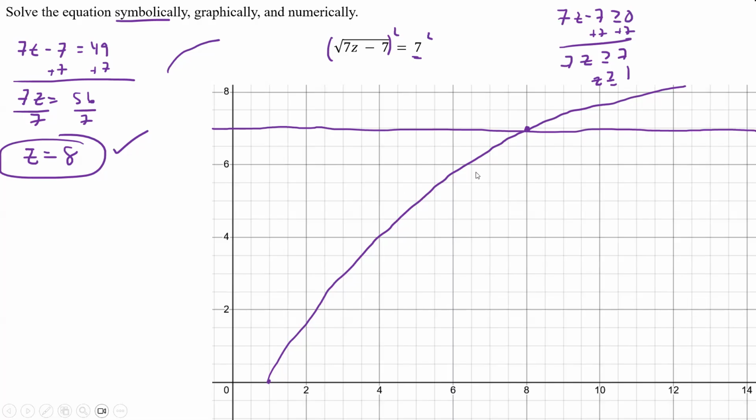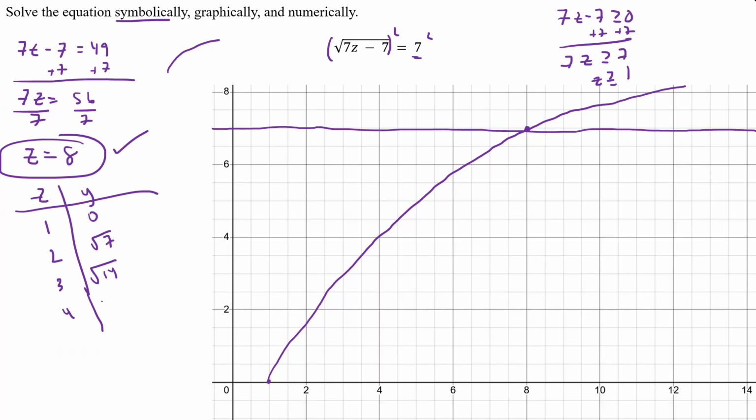Now, numerically, basically what we're going to do is just plot points. We're going to say, okay, x and y, but again, instead of x, we should put z since we're doing z's. So z and y. All right, so z is 1. What do we get? Well, z is 1, we get 0. All right, what about for 2? 2, we're going to get 14 minus 7, so it's going to be the square root of 7. All right, and so 3 is going to be the square root of 14.